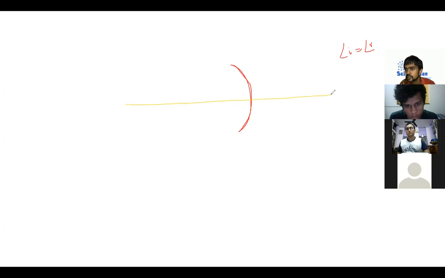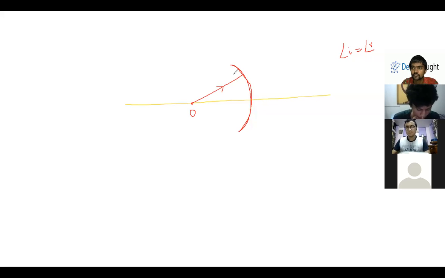It's true for any kind of reflection. But then, for finding angle I and angle R, what do you need? Let's say there's one object O here. That object O is going and hitting the sphere. I want to find the angle of incidence. How do I find the angle of incidence? What do I need?